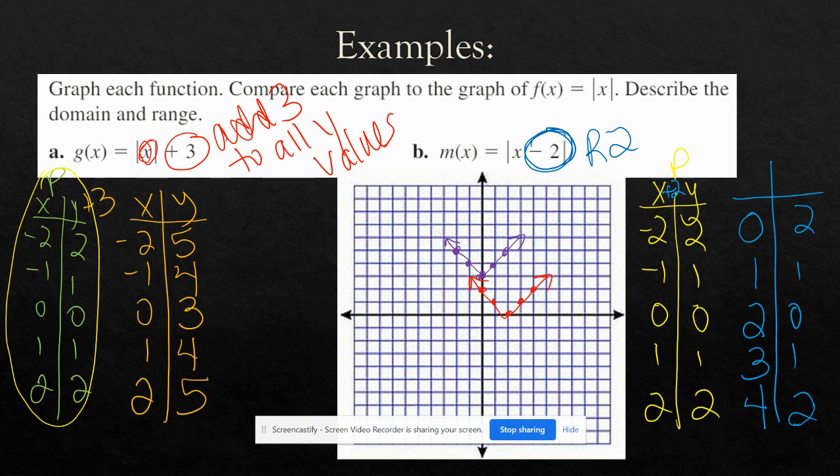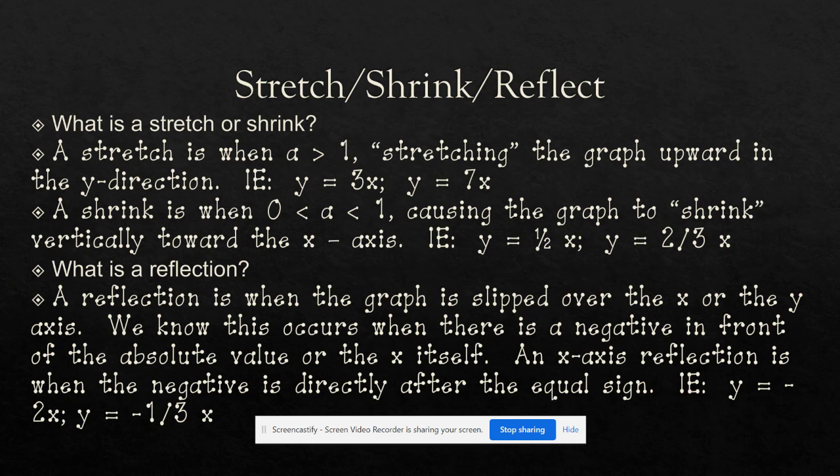Remember, we're always using that same parent function. We're going to skip over those Try-Its. We're going to use them tomorrow in class for the graphing calculator. Pause for a minute and take down this information about stretches and reflections. Oh, shrinks.